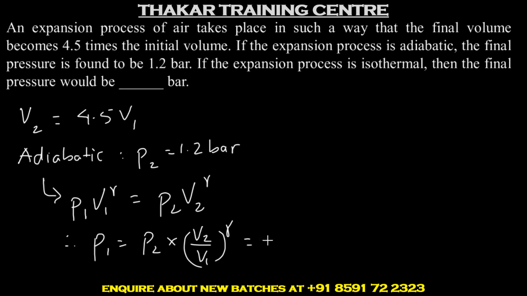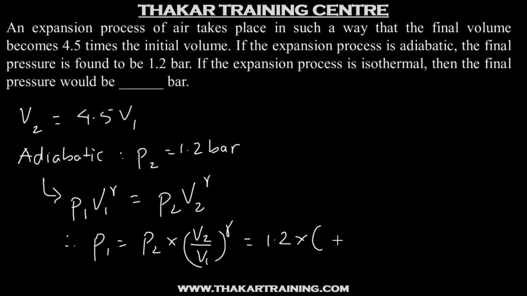So it will be 1.2 into V2 by V1, which is 4.5, raised to 1.4. So this turns out to be 9.855 and the answer will be in bar. So we have P1 will be 9.855 bar.